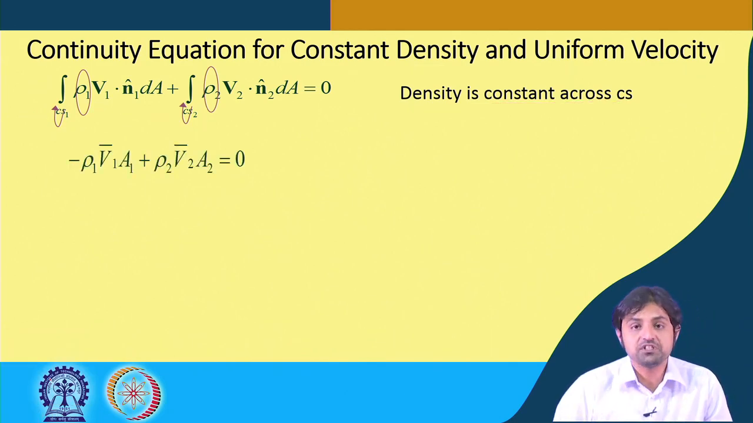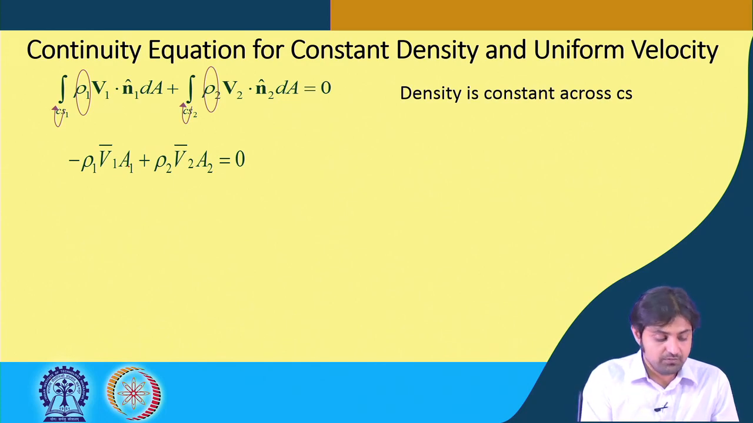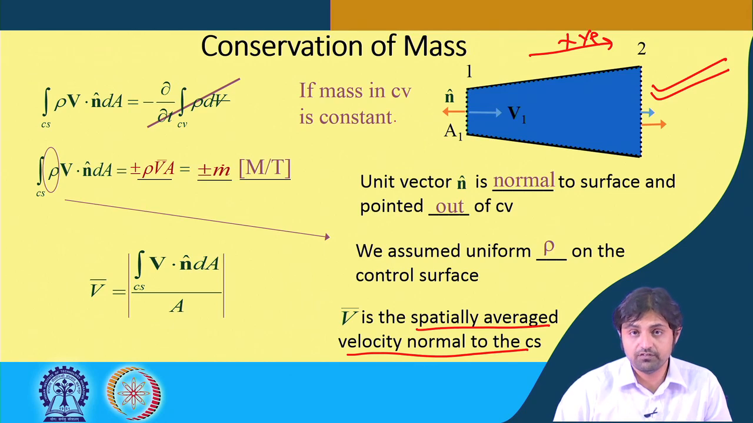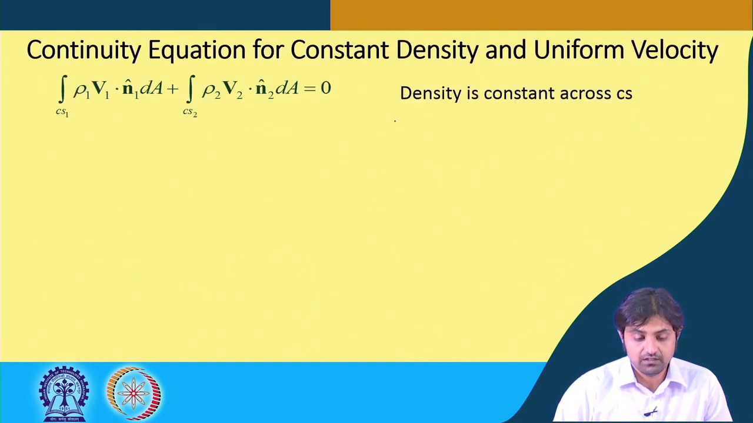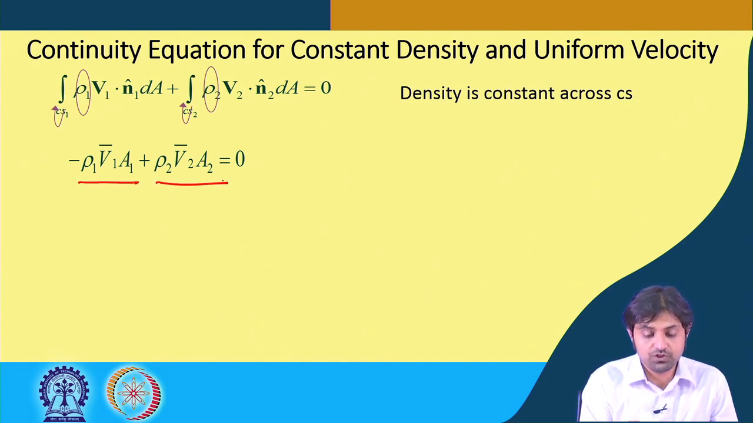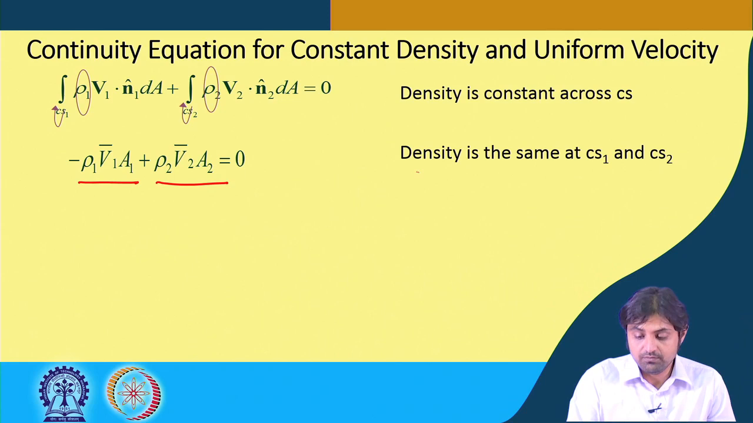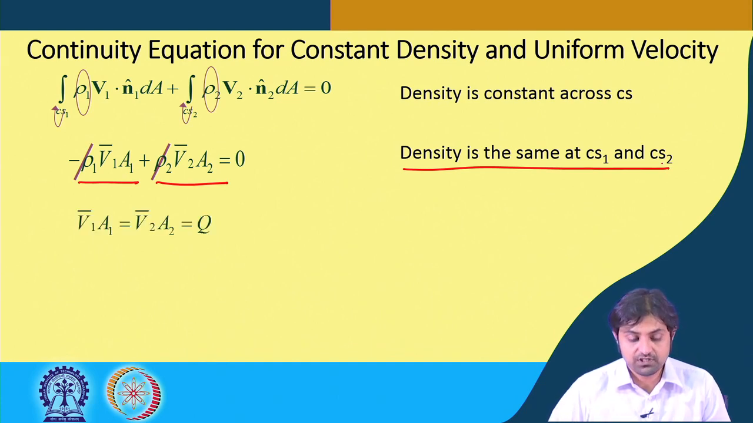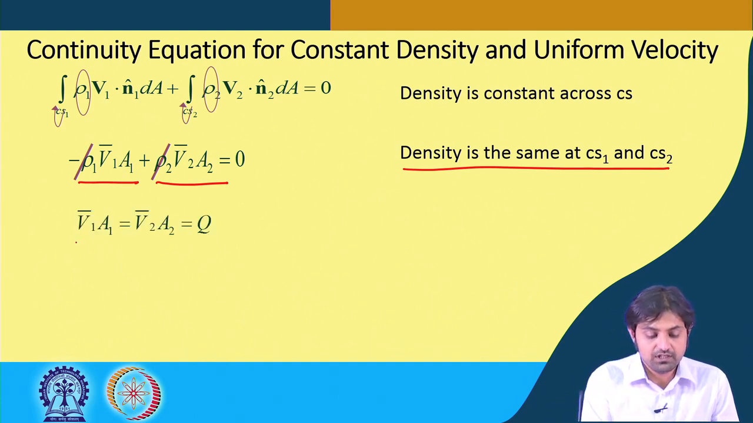So, this one can be simply written as, because the vector here was pointing outward, if we take this direction as positive, this n1 will be negative, I mean the n vector will have a negative sign as shown here: minus rho 1 v1 A1 plus rho 2 v2 A2 is equal to 0, because the density is the same at cross section 1 and cross section 2. So, rho 1 and rho 2 we can take out because it is the same. So, this gives us v1 A1 is equal to v2 A2 is equal to Q.